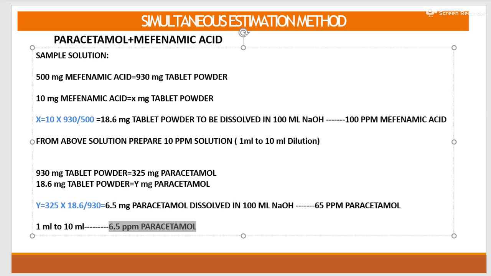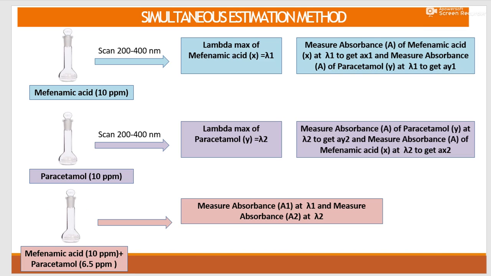So now next is, we have three solutions with us: mefenamic acid standard solution 10 ppm, paracetamol standard solution 10 ppm, and tablet powder solution containing mefenamic acid 10 ppm and paracetamol 6.5 ppm. So what do you have to do?